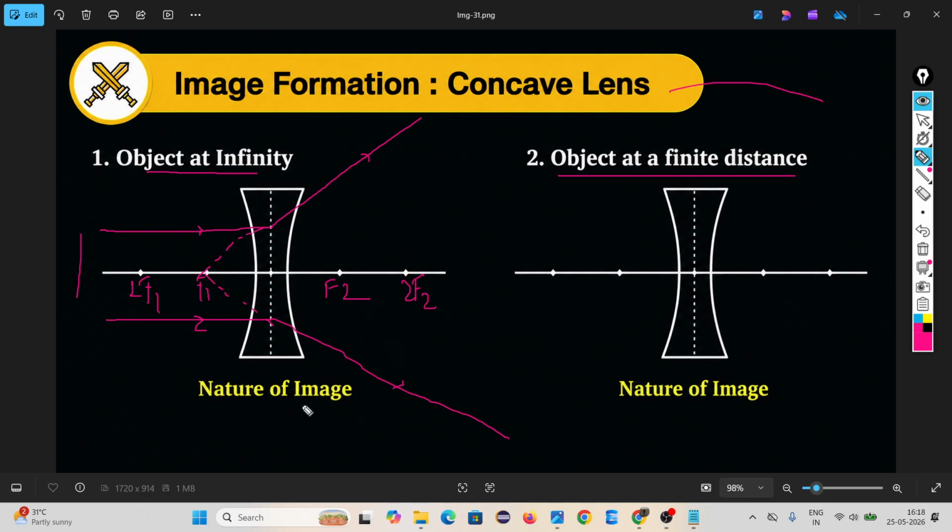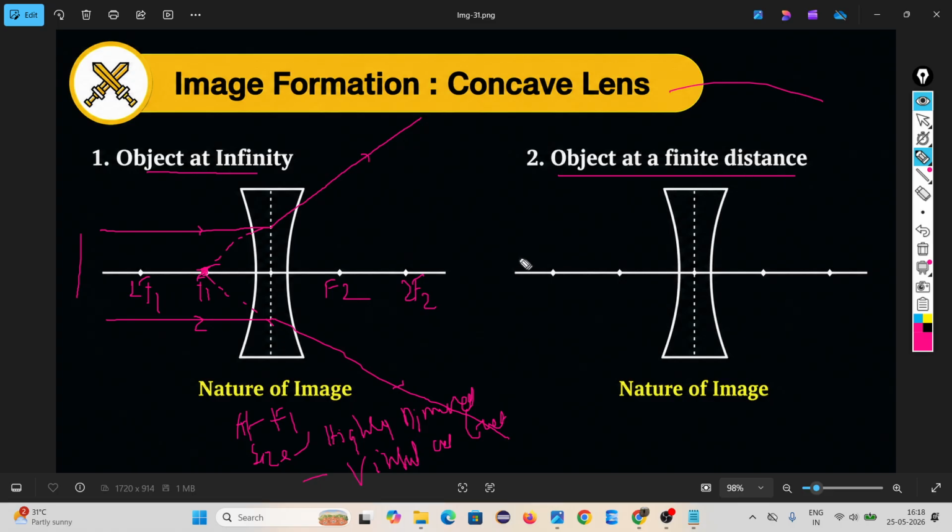Now tell me the nature of the image. Where is the image forming? At F1. Size: highly diminished, dotted. Dotted means highly diminished. And nature: appears to meet, that is virtual and erect.